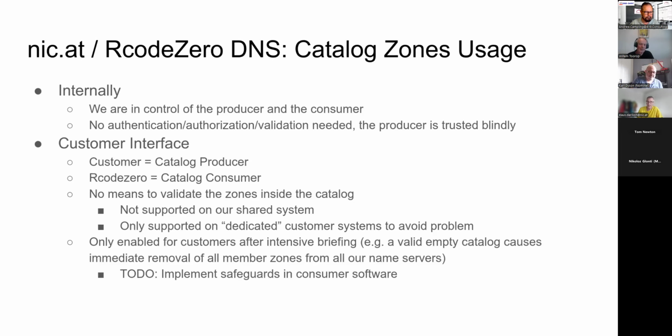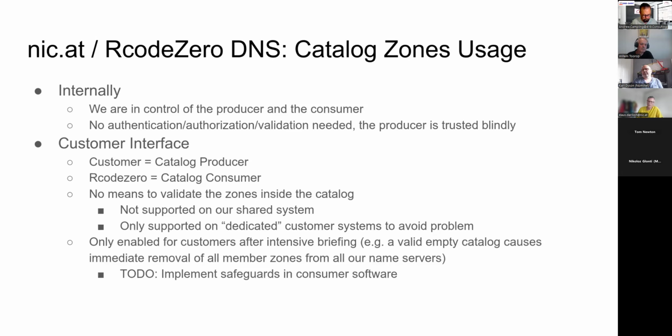And if that would be like 1 million zones, even if the catalog is restored in a few seconds, it takes us some time to retransfer 1 million zones from the customer to us and then to redistribute it to all our Anycast name servers. So that's why we do not blindly allow catalog zones for our customers. So we really brief them, and we only enable that feature for customers where we trust them to understand the whole topic and to understand the good things and also the dangerous things with catalog zones.